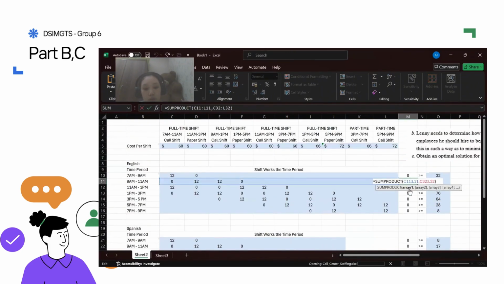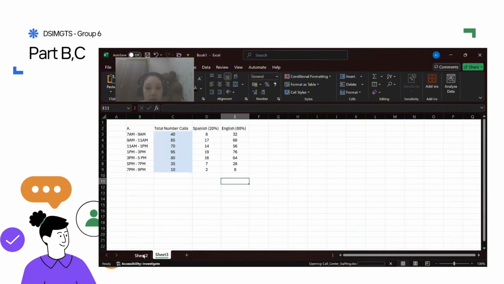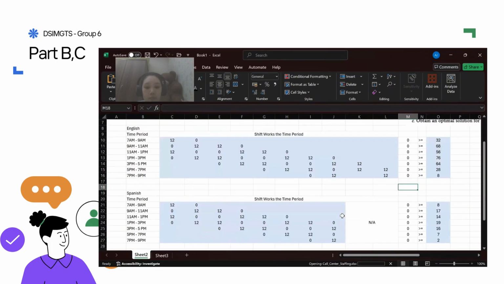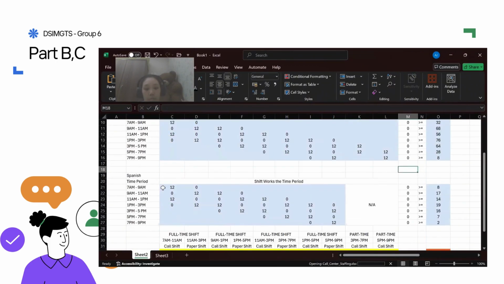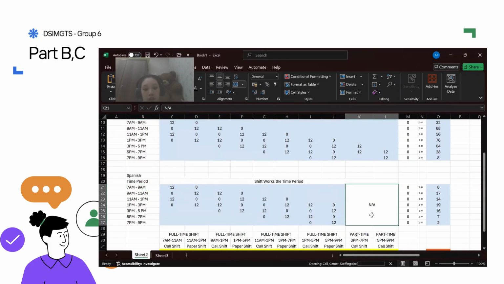Then just drag this down. Okay. For the constraints, these are the numbers that were found in the part A, which is for the English, the 80% that got from the total number of calls in the problem. For the Spanish, we have the time period, then the plot of the number of calls. For Spanish, since part-time workers only speak English, then this is not available for the Spanish speakers.